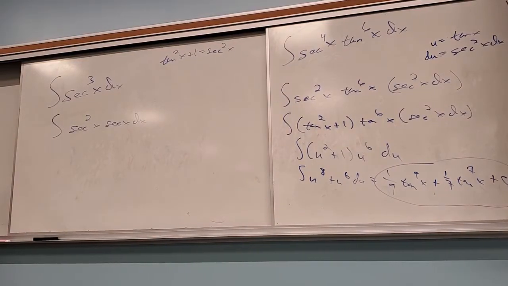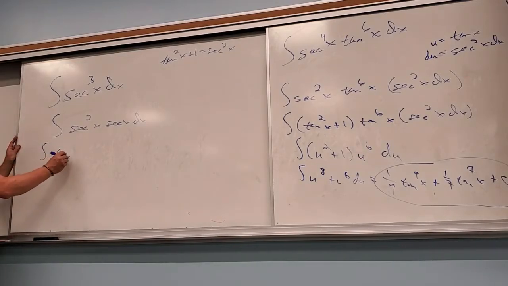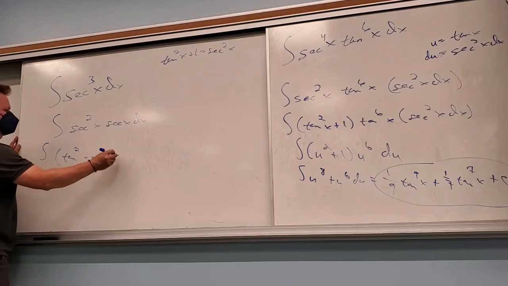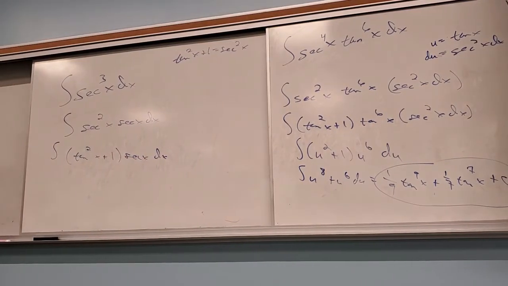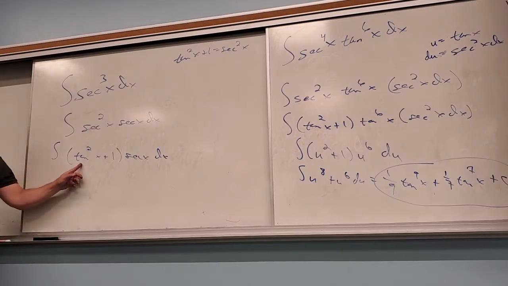So what can I do with that? Tan squared x plus 1. Then u sub. Well, not yet. What happens if you try to do u sub? Nothing comes out that equals the other thing. Yeah, that's a problem, right? If you let u equal tangent, what's du?